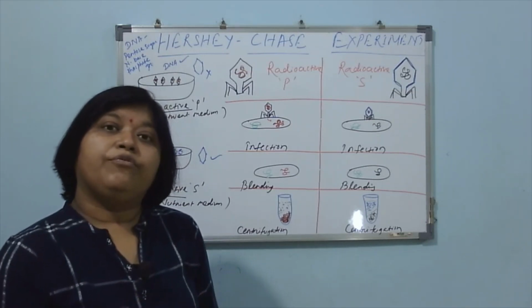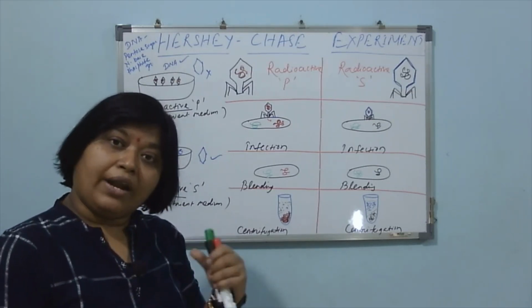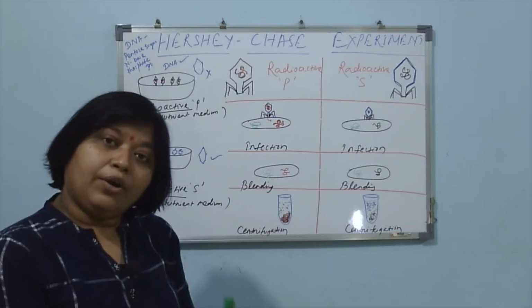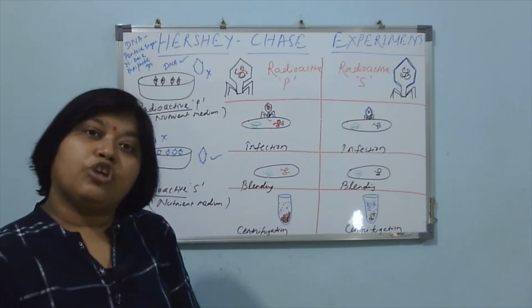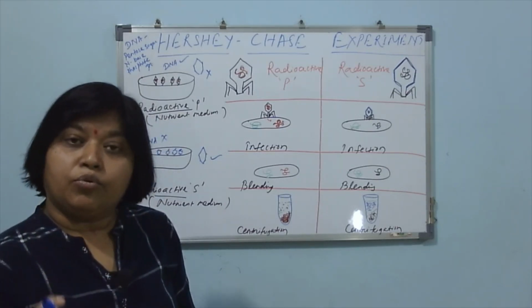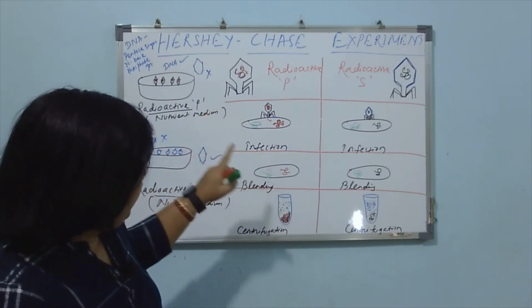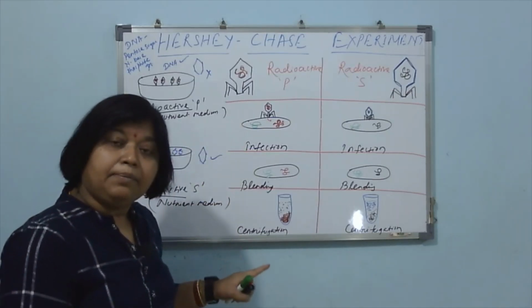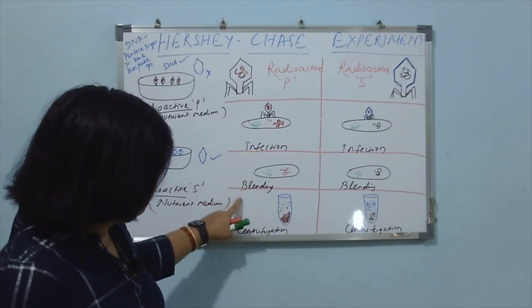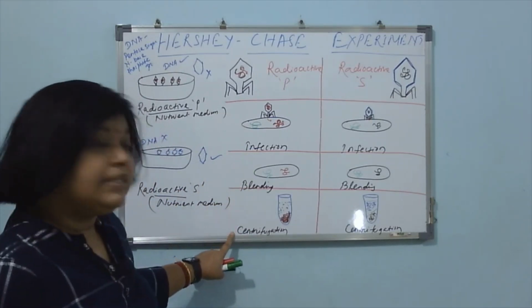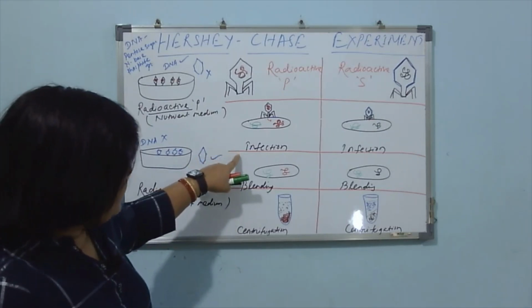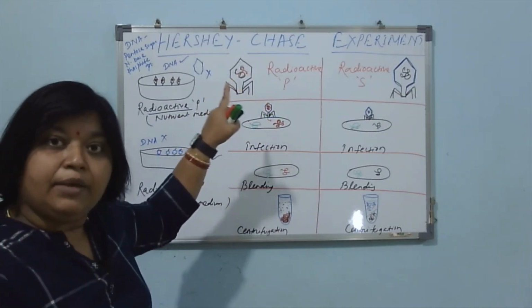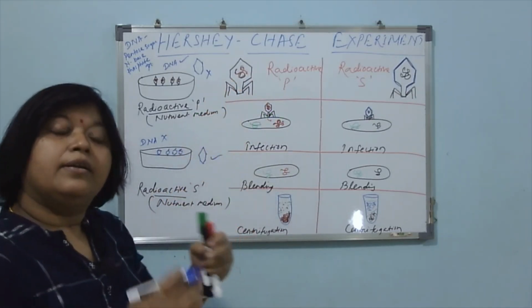They took two different groups of bacteriophages. One group contains radioactive phosphorus containing DNA, one group contains radioactive sulfur containing outer protein coat, and they completed their experiment in three different steps. First step is infection, second step is blending, and third step is centrifugation. In the first step they allowed the radioactive phosphorus containing DNA bacteriophages to infect bacteria.